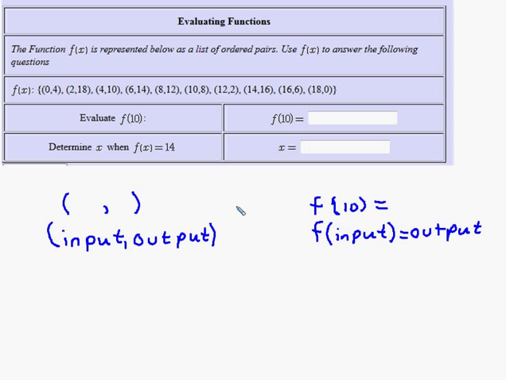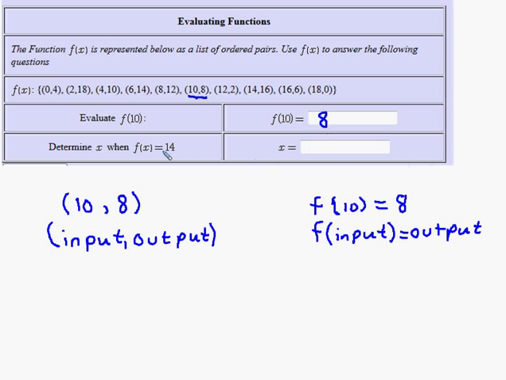So since 10 is the input, that means the 10 goes into the first position. So now I'm just simply going through this list trying to find a point that has 10 as the first coordinate. Here I see a point with a 10 in it, but notice it's the second coordinate. So this point doesn't matter. Looking further, I find a point where 10 is the first coordinate, 8 is the second. What that means is that 8 is the output. So in function notation, it would go over here. There we go. So f of 10 is equal to 8.